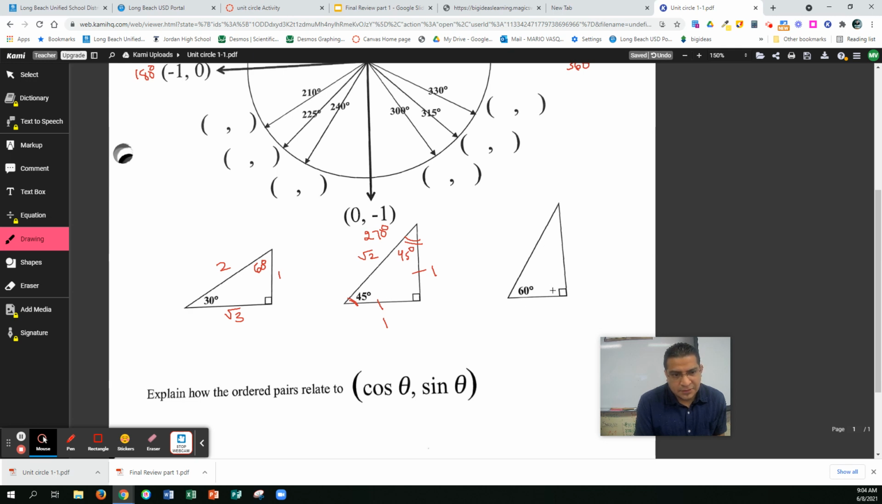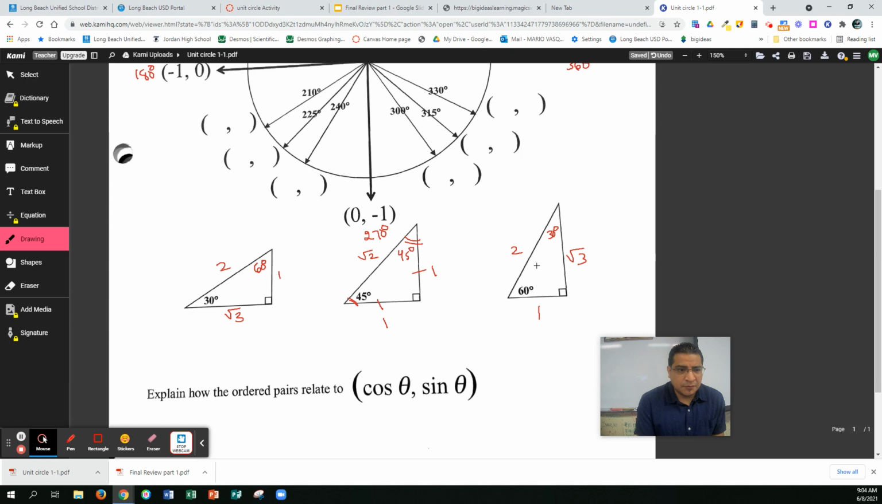For this one, if this is 60 and that's 90, that has to be 30. Why? Because 30 plus 60 plus 90 adds up to 180. By definition, we said that the side opposite to 30 is going to be 1. The side opposite to 60 is going to be square root of 3. And the side opposite to 90 is always 2 times the side opposite to the 30-degree angle, so 2 times 1 will be 2.